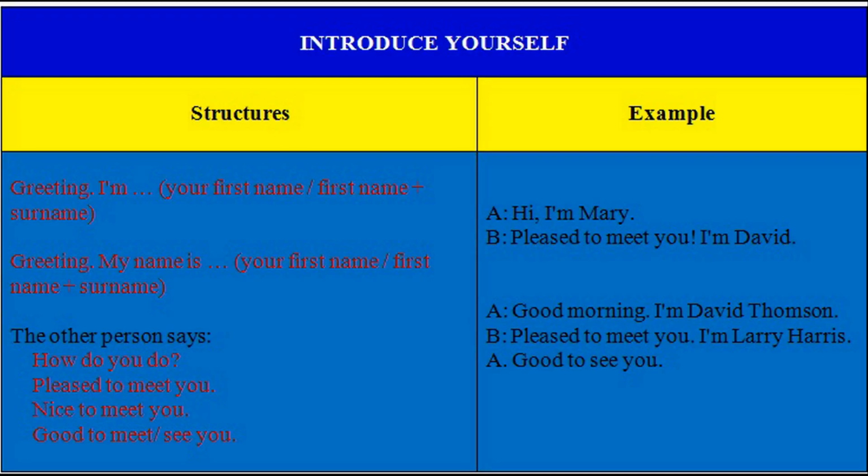First, you greet. You can say hello, hi. After that, you add your first name, or your first name and your surname as well. The second structure is greeting first, and after that you add my name is, or my name's. After that is your first name, or your first name and your surname. In formal situations, give your first name and surname, but in informal situations, give your first name only.